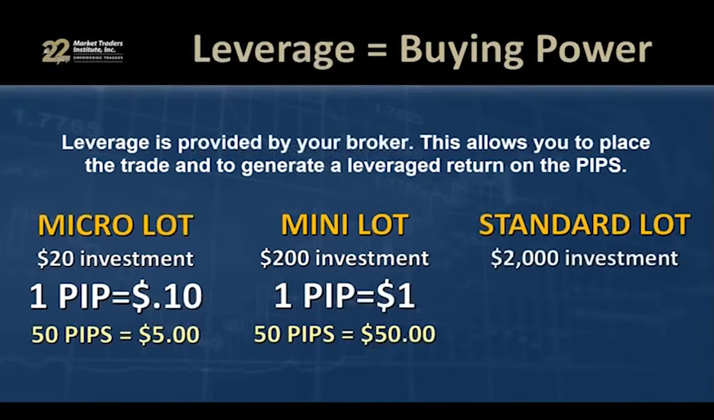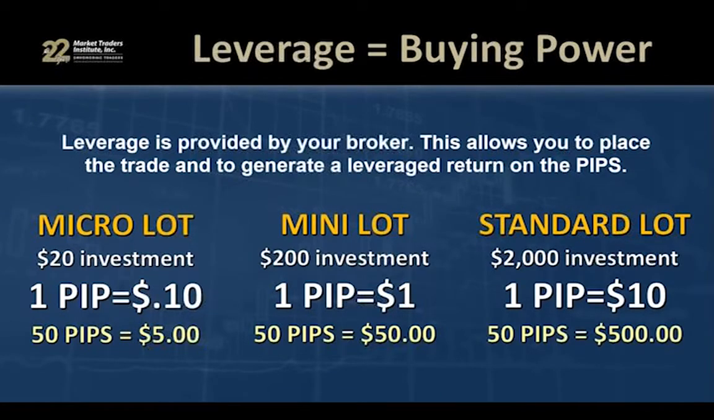Now, the standard lot is the standard most traders strive to achieve in this market. A standard lot is about a $2,000 investment from your trading account. Each pip is going to be worth about $10. So in that case, those 50 pips that we capture are going to be worth about $500 in profit.